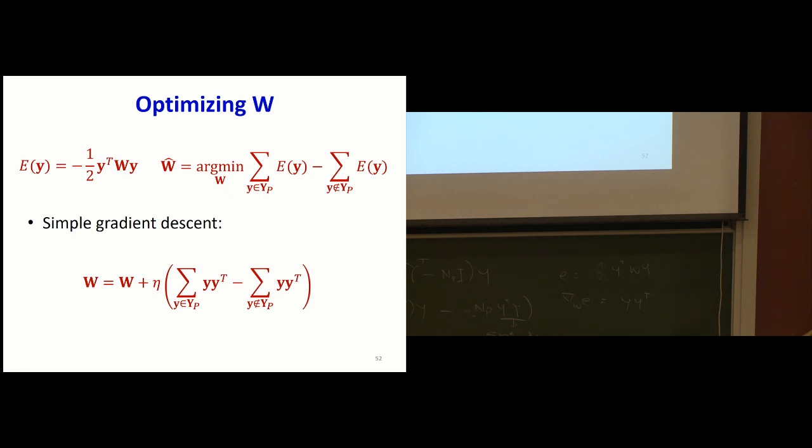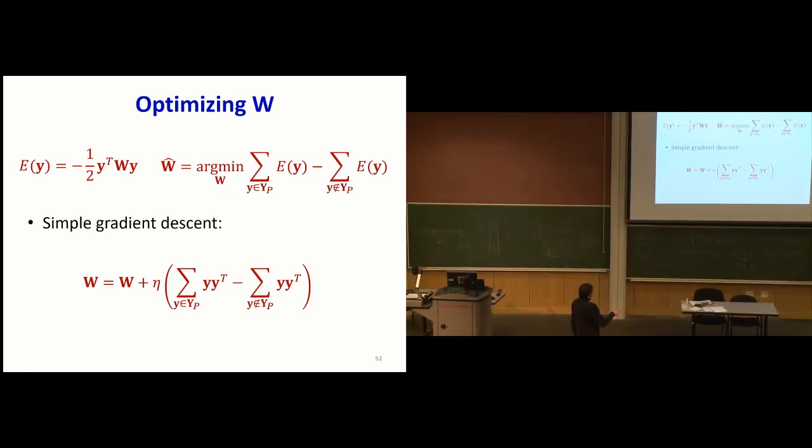So basically, what happens is that this term here, the derivative of this guy, is simply the sum of the outer products of the patterns that you're trying to store. The derivative of this guy is the sum of the outer products of the patterns that you don't want the network to store. And the difference between the two simply ends up being your gradient, and this gives you your gradient descent rule, right?